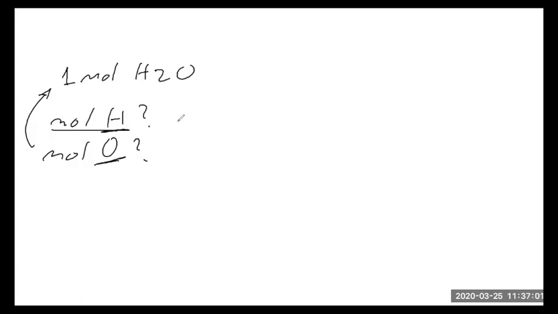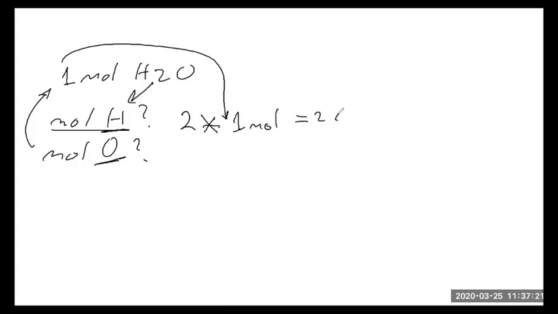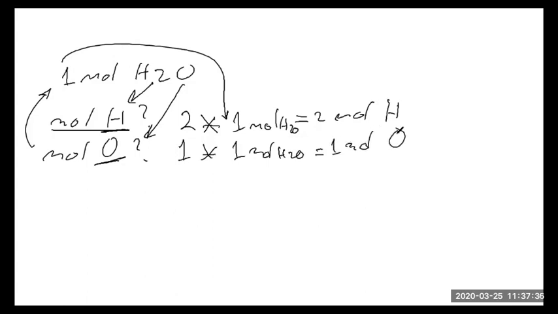So look at here. How many hydrogens do you have in the water? 2. So 2 times the moles of that molecule, which here is the water, 1, will give you 2 moles of hydrogen. Oxygen, how many oxygens do I have? 1. 1 times 1 mole water gives me 1 mole oxygen also.